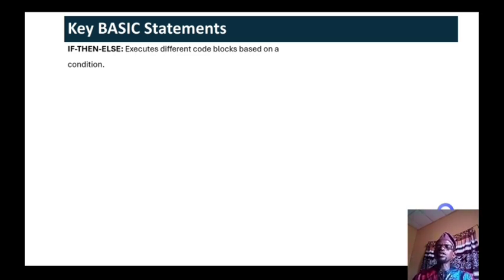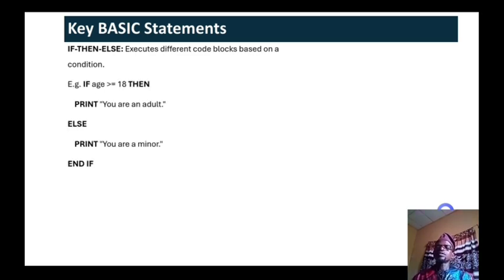Another key BASIC statement is if then else. These three terms, if then else, are the terms we can use together when we are writing code to execute different code blocks based on a particular condition. Let us look at an example of how to use if then else. For example, if age is greater than or equal to 18, then print you are an adult. Else print you are a minor.